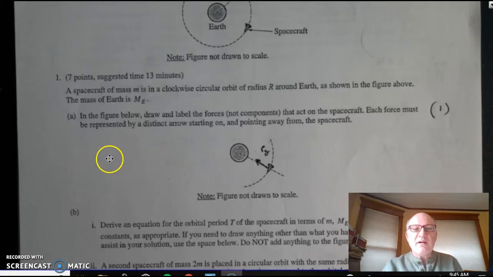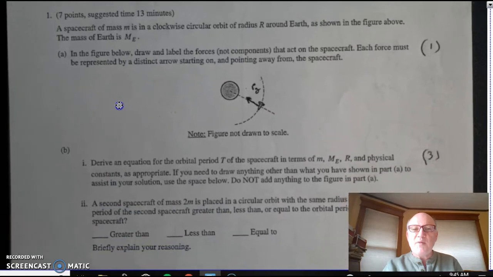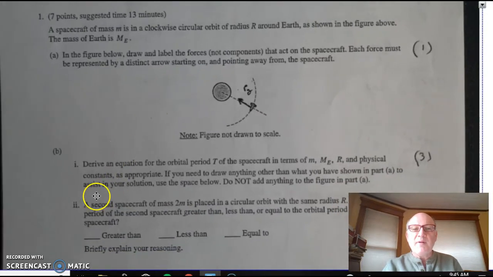Let's take a look at the next part here. You were asked to derive an equation for the orbital period t of the spacecraft in terms of m, the mass of the spacecraft, the mass of the Earth, r, the radius of the orbit, and physical constants like big G or the speed of light or anything that might come up.